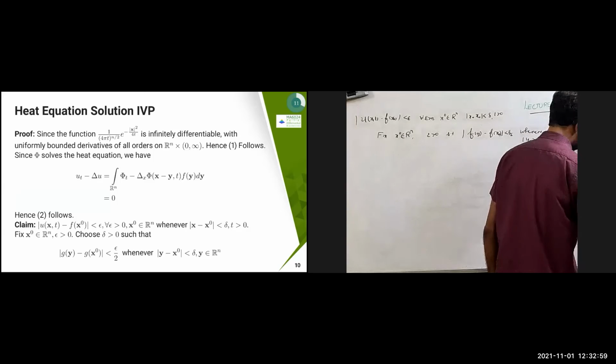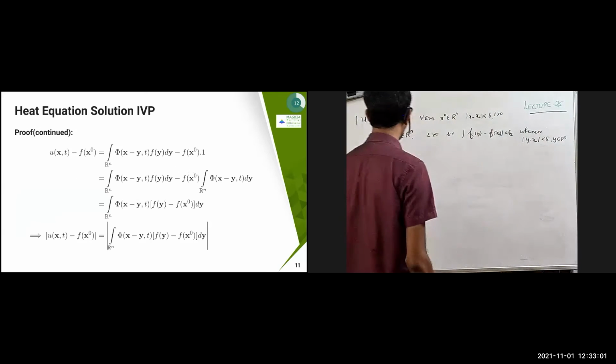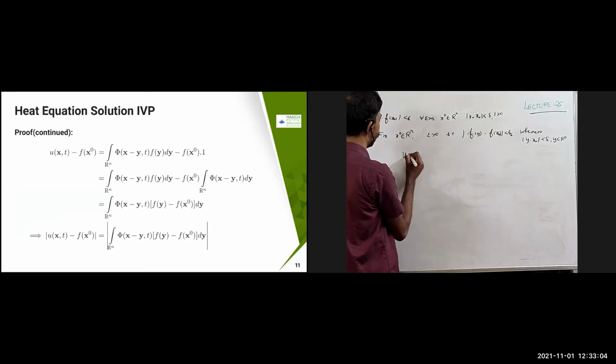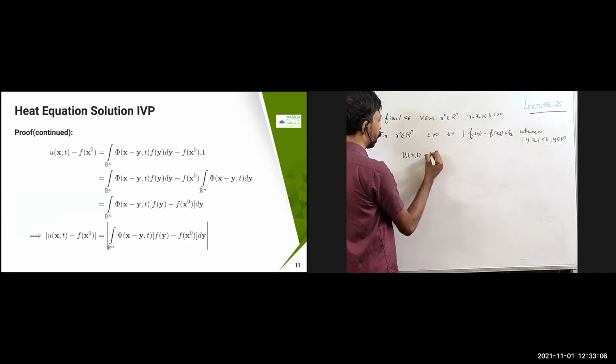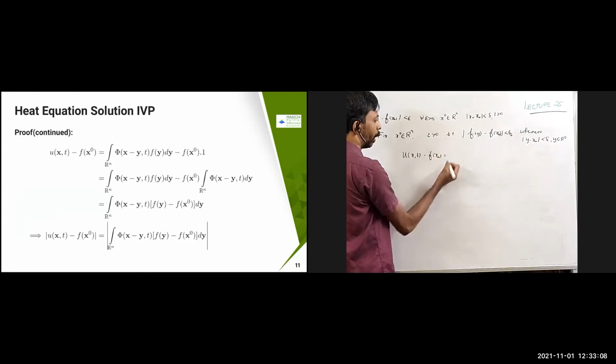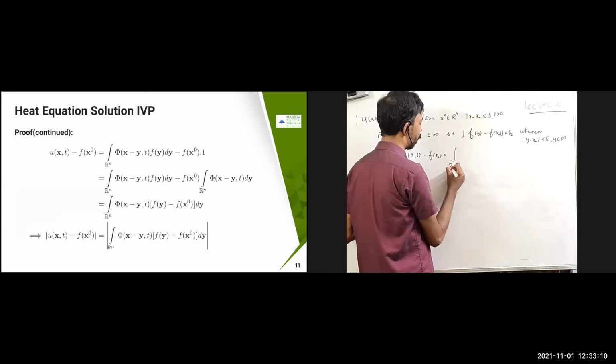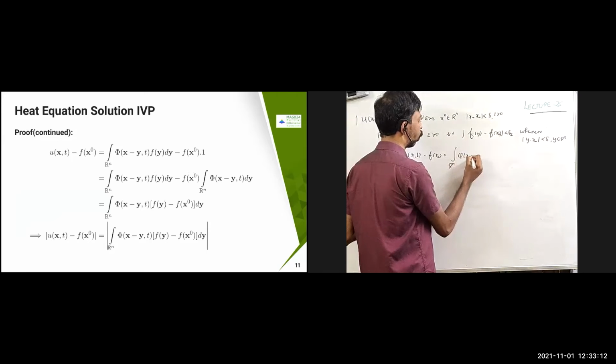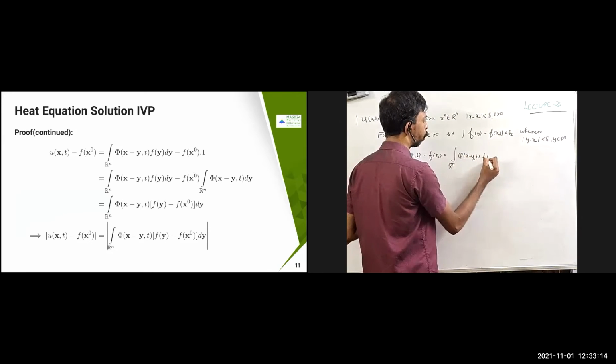So therefore what I'm going to do now is find what is u of x comma t minus f of x naught. I know what is u of x comma t, that I can write as integral over R power n of phi of x minus y comma t into f of y dy.